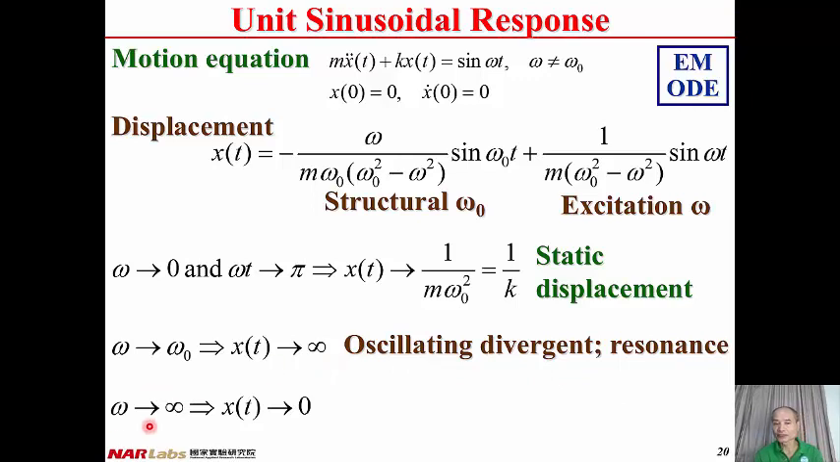When omega tends to infinity, the amplitude here becomes very, very small. Therefore, the amplitude of the displacement tends to 0.